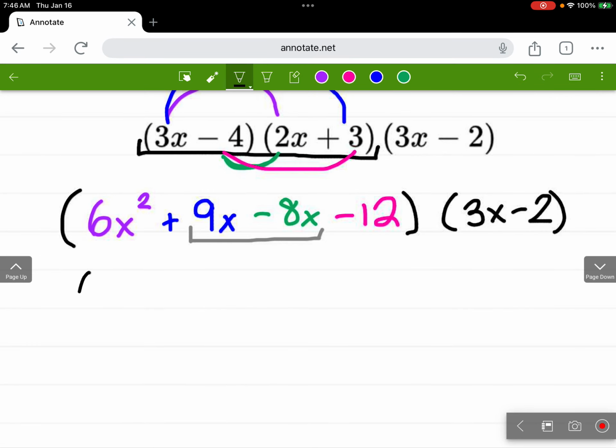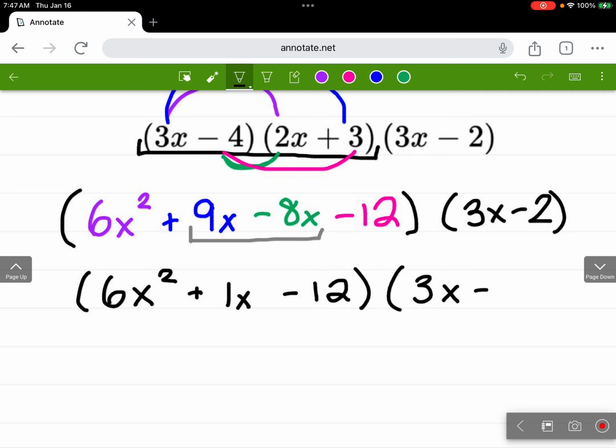So this is going to be our 6x squared. 9x minus 8x gives me 1x, or just x. You do not have to write the 1. For some people, that's really helpful. For some people, it's not. I tend to switch back and forth because, again, for some people, it's helpful, and for some people, it's not. So I try and make sure I hit both edges.